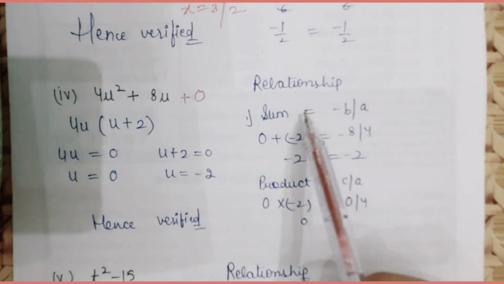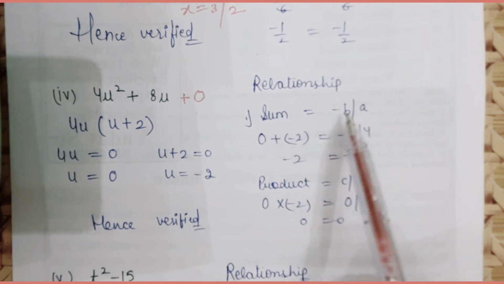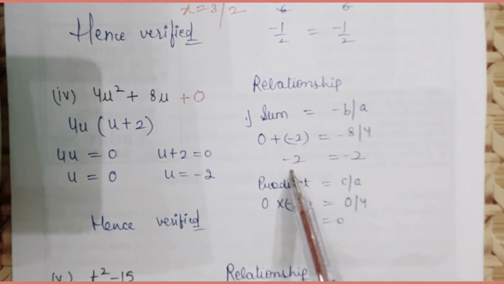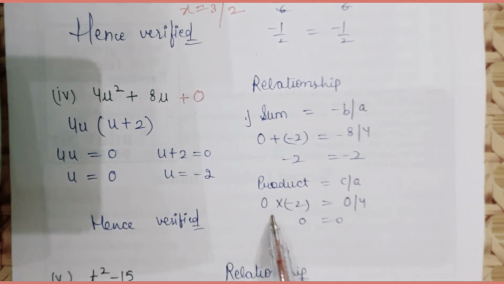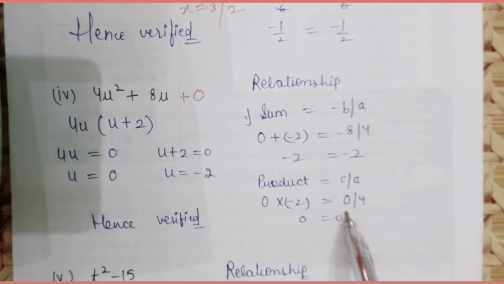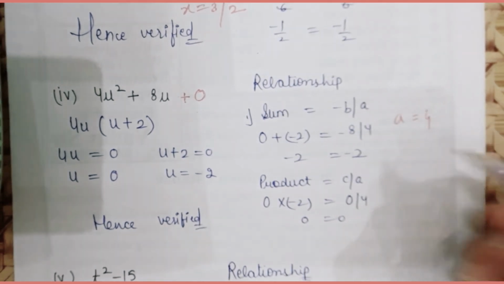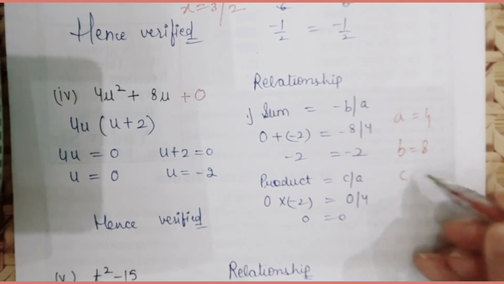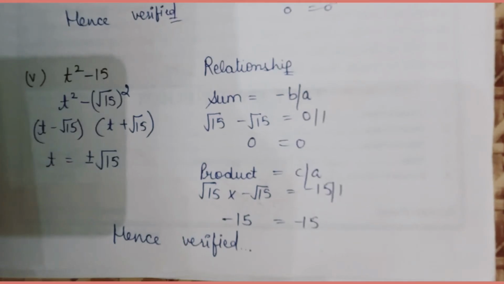And you will find the relationship: sum equals minus b by a. Sum will be 0 plus minus 2. From minus 8 by 4, it will reach minus 2 equals minus 2. Product equals 0, as u is 0 and the second one is minus 2, zero times minus 2 equals 0, c by a equals 0 by 4, that will reach 0 equals 0. You can also write that a equals 4, b equals 8 and c equals 0. That's why we put 0 here, because c is not there.